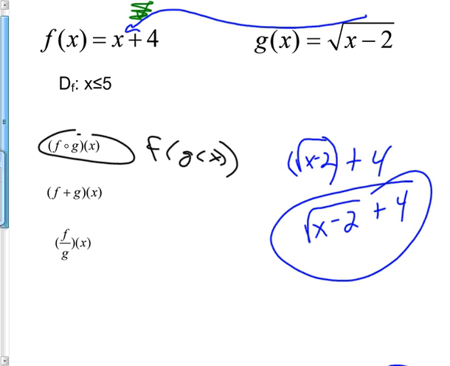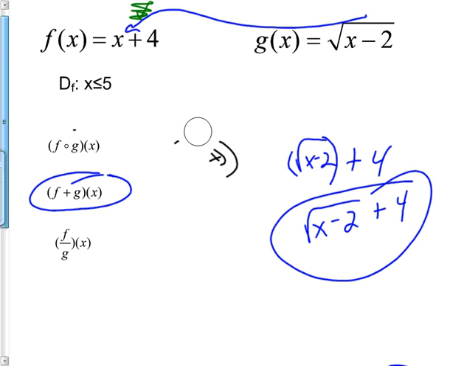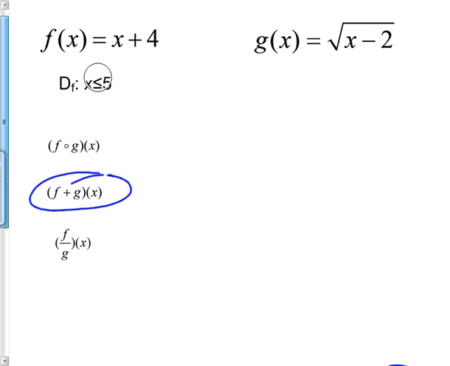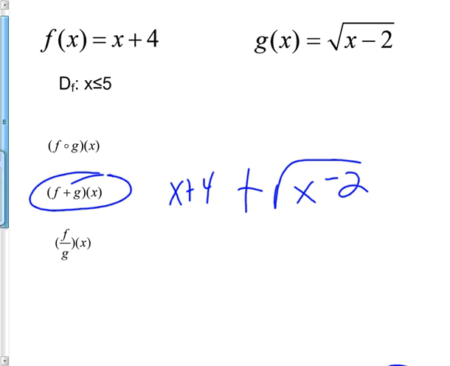How about f plus g of x? Try this one. I want to circle in blue. Try that. F of x plus g of x. Can I add anything together there? Nope. So I'm done. If I could simplify it, I would. There's nothing that can be added, so that's f plus g of x.